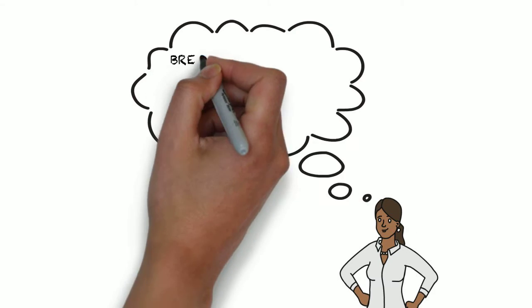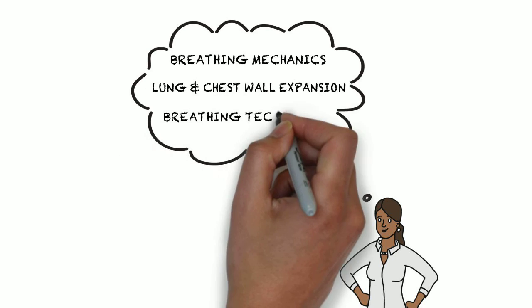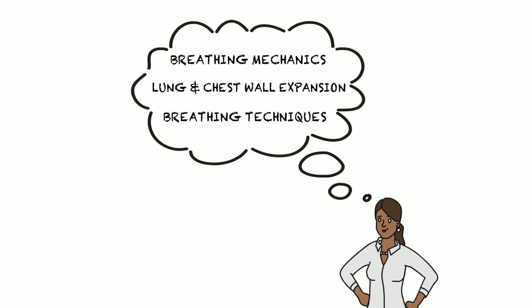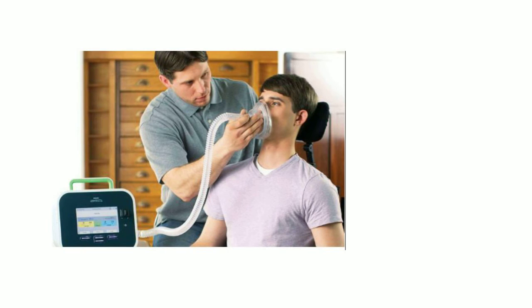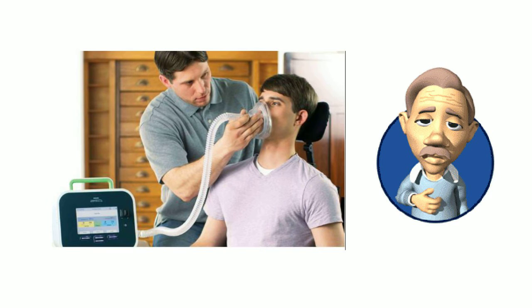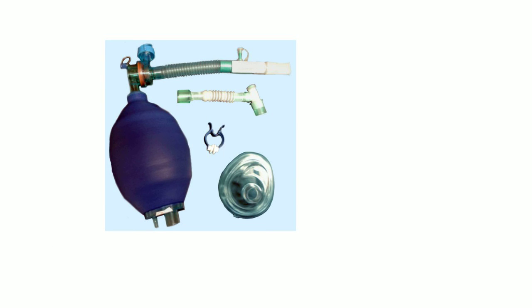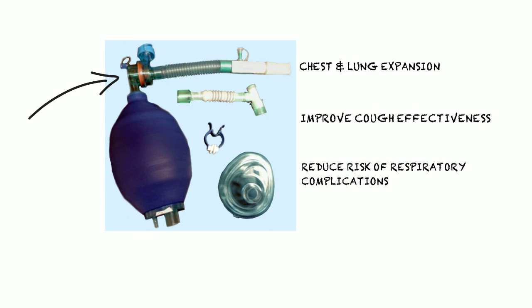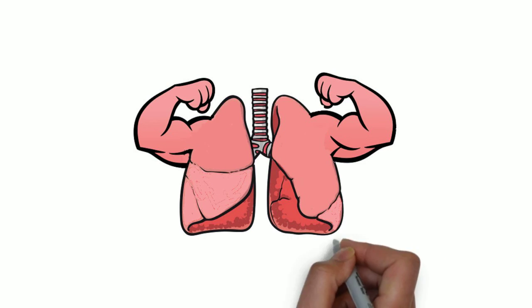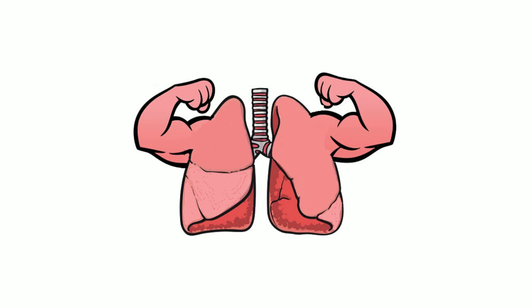John is referred to the Nova Scotia Rehab and Arthritis Centre, where his cardiorespiratory physiotherapist focuses on the promotion of optimal breathing mechanics, lung and chest wall expansion, and breathing techniques to maintain his airway and prevent infection. The physiotherapist uses a cough assist machine that provides bidirectional pressure to inflate and then quickly deflate the lungs to simulate coughing. The physiotherapist also teaches John a breath stacking technique, which involves the use of an inflation bag with a one-way valve to assist him in achieving his total lung capacity, promoting chest and lung expansion while improving cough effectiveness and reducing the risk of developing respiratory complications. John also begins inspiratory muscle training, which provides resistance on inhalation.